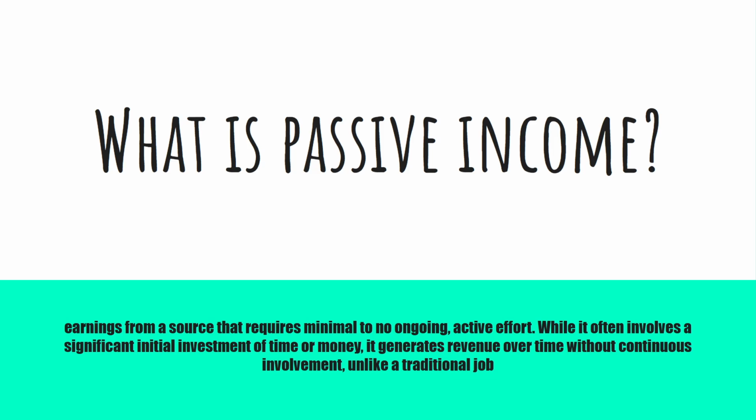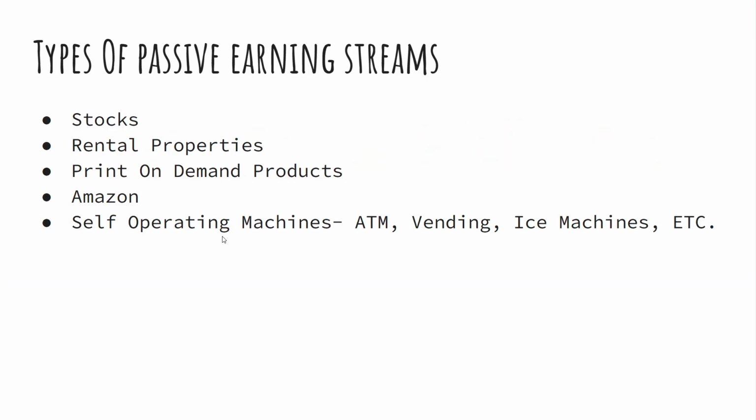So, you guys want to learn about passive income. Well, what is passive income? The definition is below, but in short, passive income is the key to financial freedom and financial success. These are the main common types of passive income earning streams. You've got stocks, rental properties, print on demand products, Amazon selling accounts, self operating machines, and so much more.